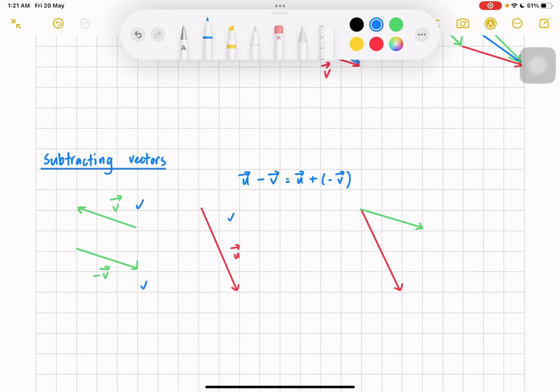And we have vector u here. So when we are adding vector u to vector negative v, we are also using the tail-to-tail method to create a parallelogram. So we can just do what we did before by translating the vectors around as so, and finding the diagonals to find the resultant vector.